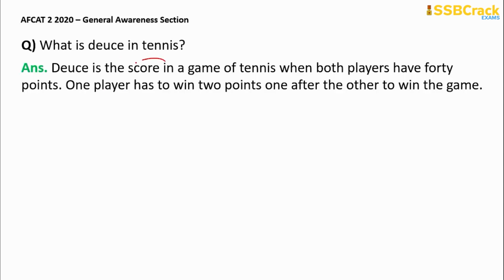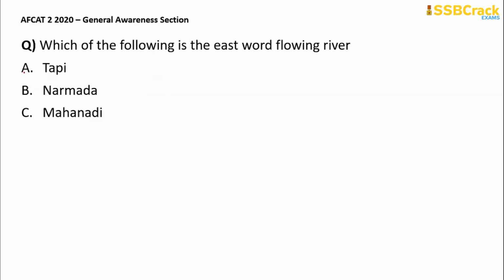Deuce is a score in a game of tennis when both the players have 40 points. One player has to win 2 points, one after the other, to win the game. Next question, which of the following is the eastward flowing river?